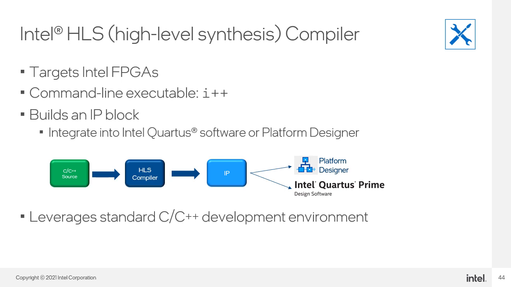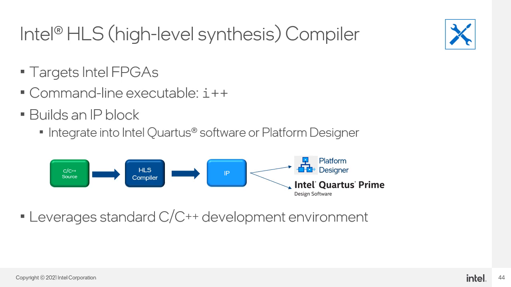The command line executable for the compiler is i++, and it will automatically build an IP from your C/C++ source that can be integrated into a traditional FPGA design using FPGA tools in the Quartus environment. You can instantiate the generated IP in HDL. You can use Platform Designer, a system integration tool, to connect to other FPGA components.